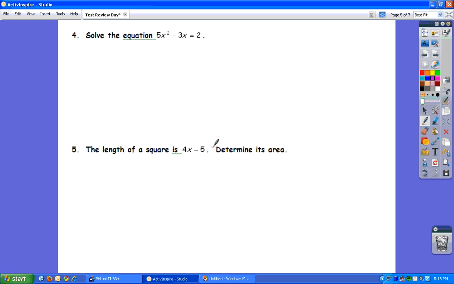Okay, so question 4 asks us to solve the equation 5x squared minus 3x equals 2. And if you remember from a couple days ago, we need to make sure that one side equals 0. So let's subtract 2 from both sides. So I'm left with 5x squared minus 3x minus 2, and then this part equals 0. The only thing that we know how to do with the 5x squared minus 3x minus 2 is to set up a box.